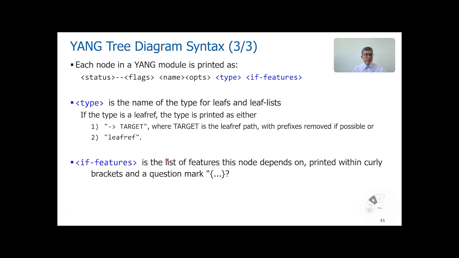Okay, and then the type and the if-features. The type is the name for leafs or leaf-lists. Okay, so if the type is a leafref, a reference to a leaf, the type is printed like this: the target, arrow, and target. So target is the leafref path, with the prefixes removed if possible. Or if it is a leafref. Okay, if-features is a list of features this node depends on, printed with curly brackets and quotation marks.